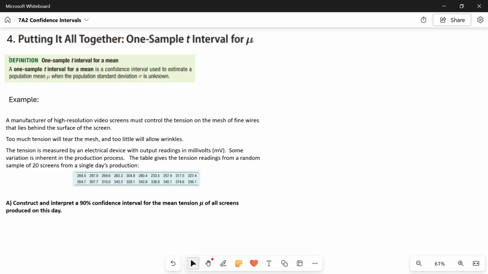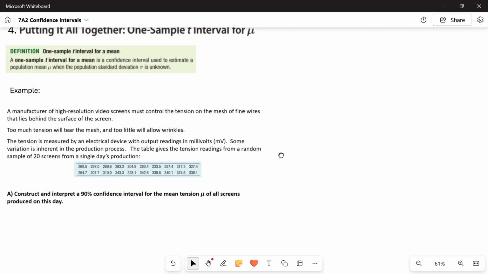So a one sample t interval for a mean is a confidence interval used to estimate the population mean mu when the population standard deviation sigma is not known or unknown. So here we go with an example.